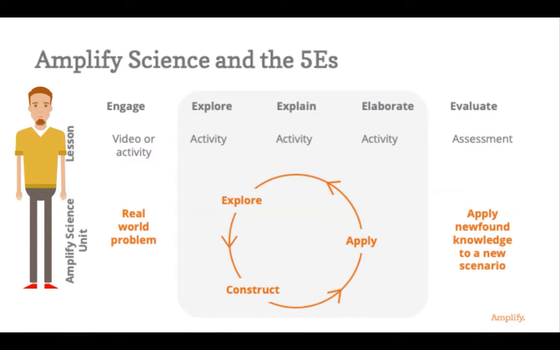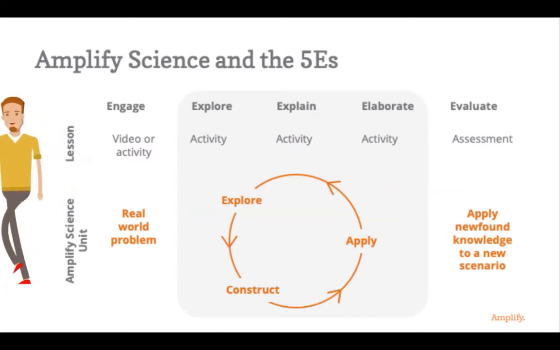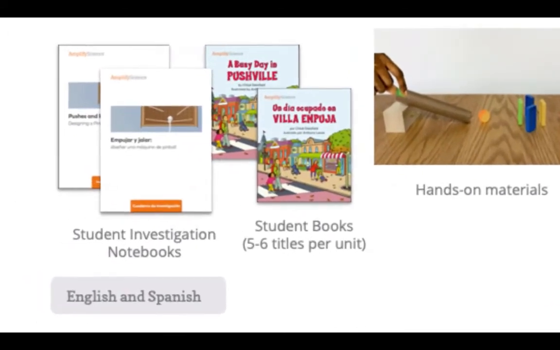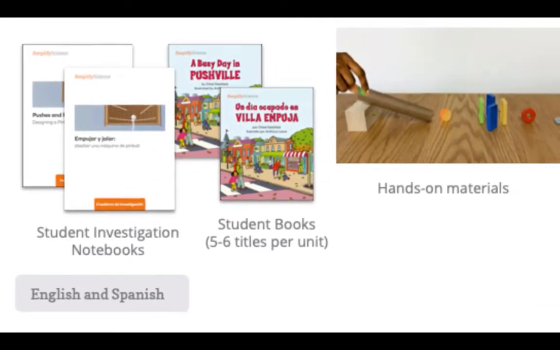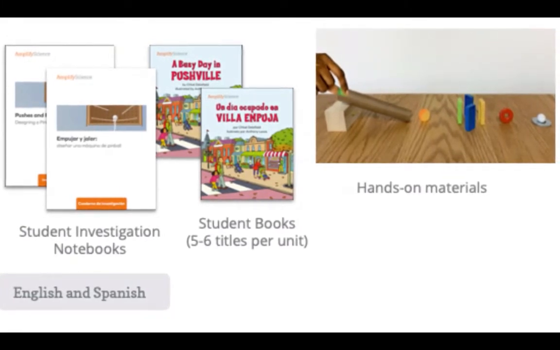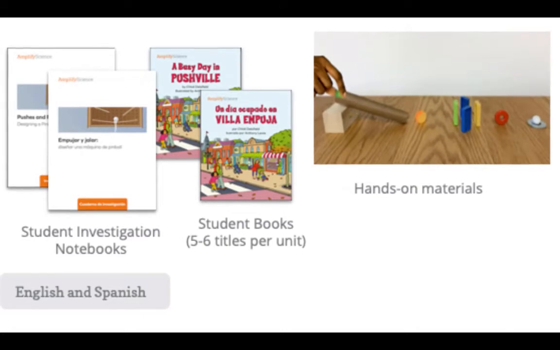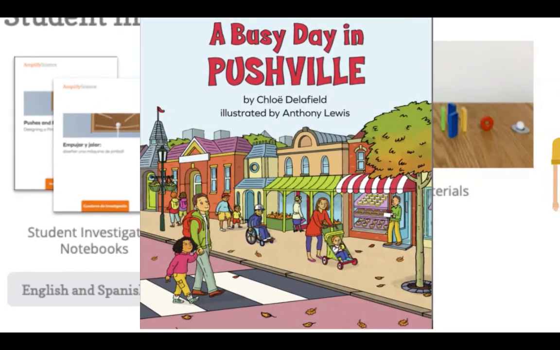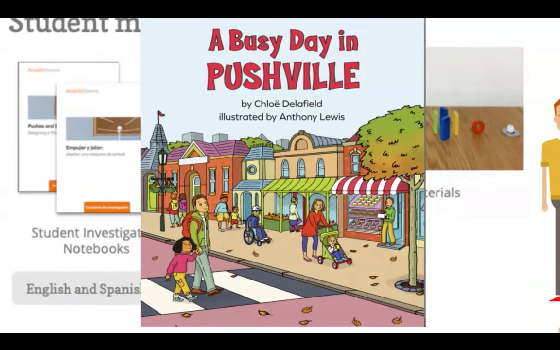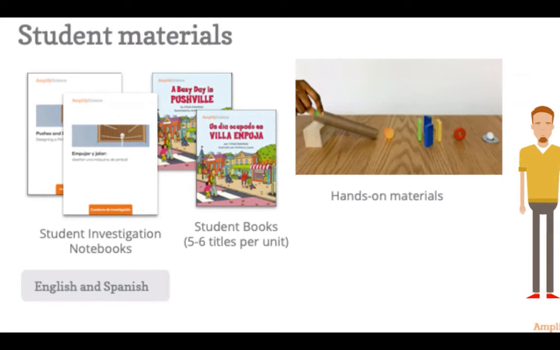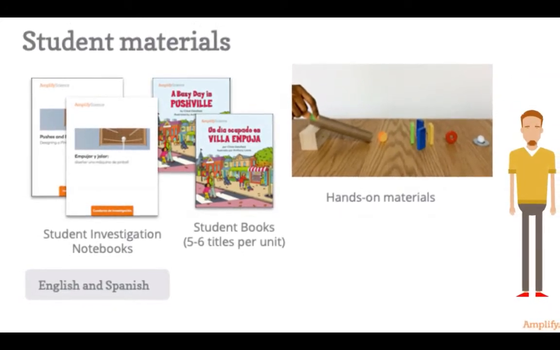Now, let's look at the student materials that make learning fun. Students will be writing and drawing in their very own investigation notebook, just like real scientists do. They will also be engaged in literacy strategies as they explore 5 to 6 unique titles with every unit. Teachers get all these same great titles as mega large flip books, so kindergarten teachers can read to their students on their carpets. Finally, students will love investigating with all the great hands-on materials that are included.